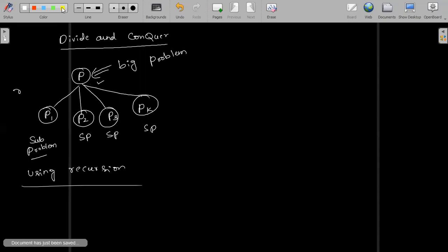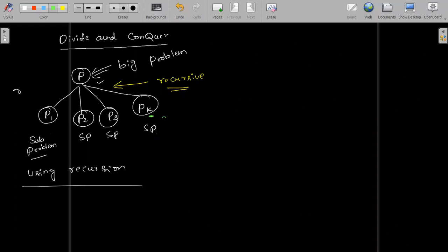We have a big problem. To divide this big problem into sub problems, what am I going to do? I am going to use the technique called the recursive technique. How long are you going to call this recursive technique? We are going to call it until I get the solution for the sub problem. Until that we are going to call this one.